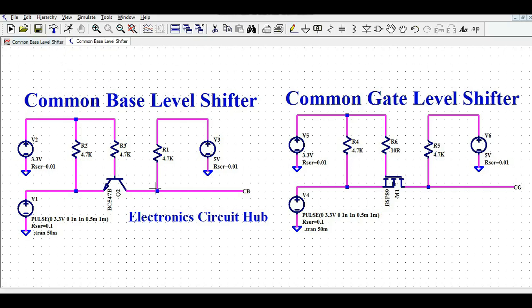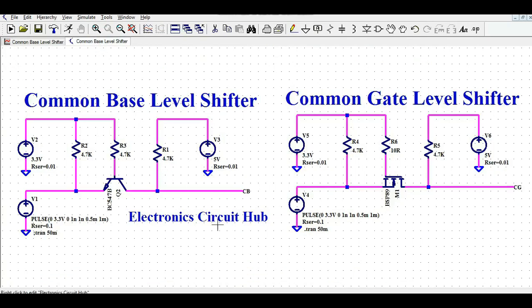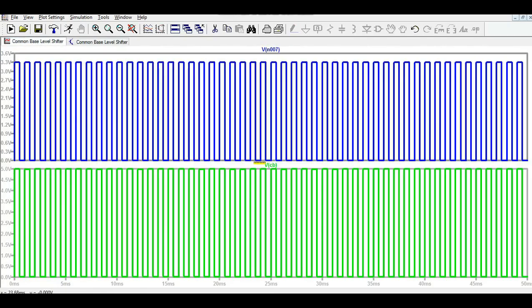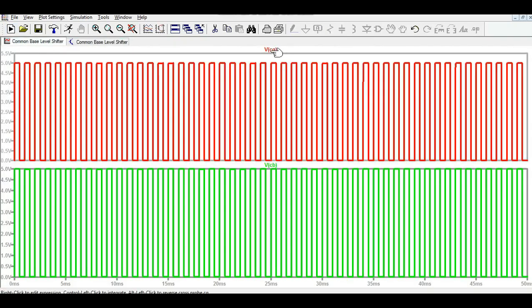Let me show you first the output voltage for the common base level shifter. You can see this is the output voltage for common base, VCB. Let me show you the output voltage for common gate. This is VCG. Now you can see your red is VCG, the output voltage for common gate, and this is VCB, the output voltage for common base.